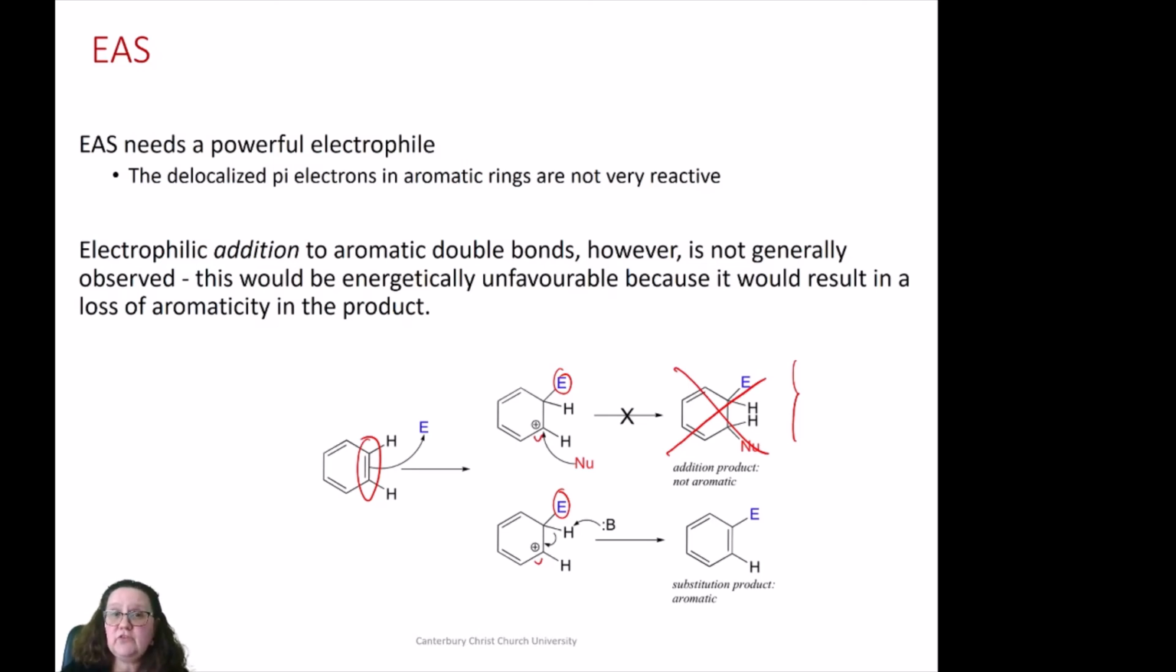And the way it is restored is by the presence of a base that takes away one of the hydrogens in the carbon where the electrophile is now sitting, and the electrons from the hydrogen that is left behind go to compensate that positive charge, and the final compound is still the benzene ring, but with the electrophile as one of the substituents, and that is called electrophilic aromatic substitution.